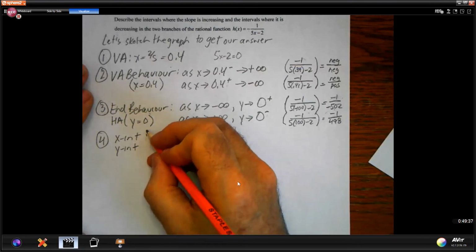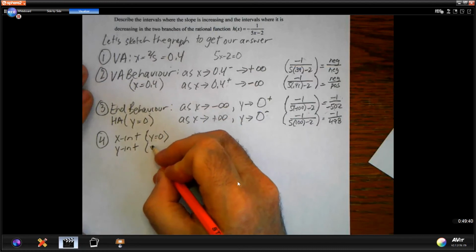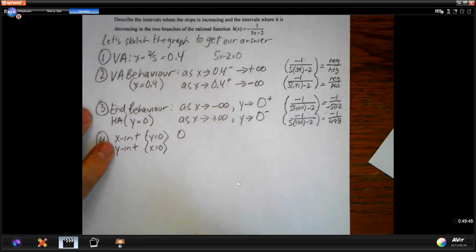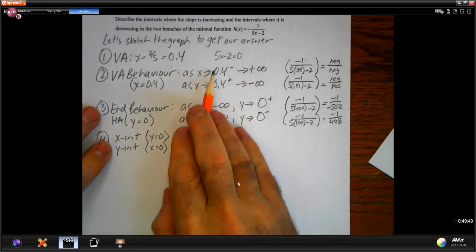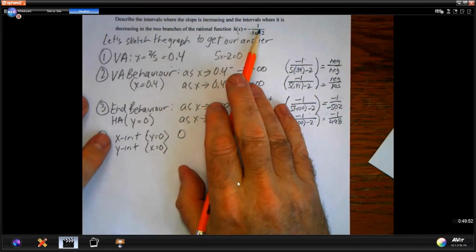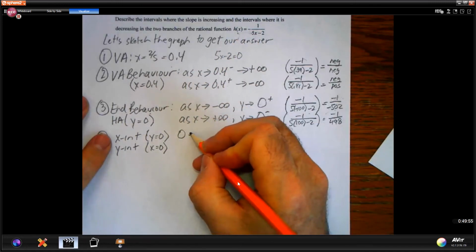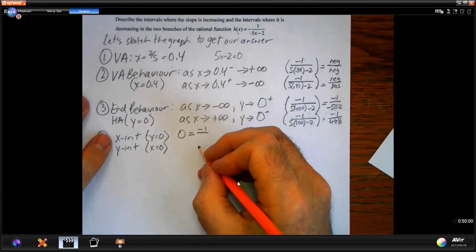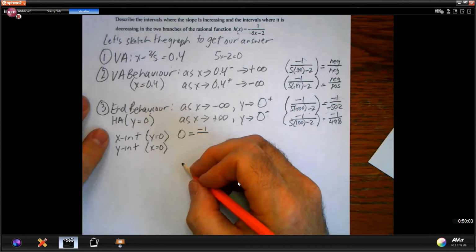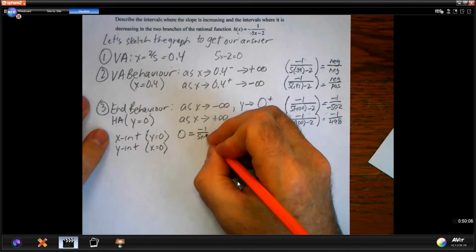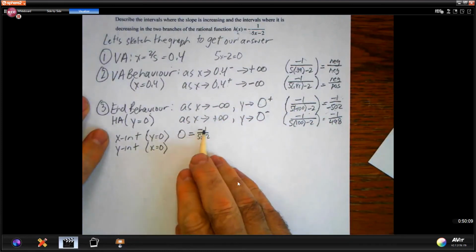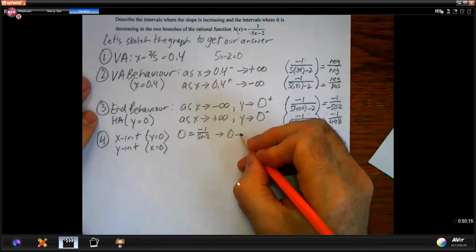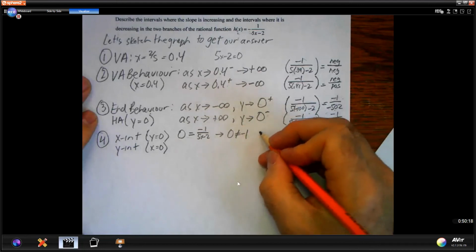So again, x-intercept is where y equals 0, y-intercept is where x equals 0. You're going to see this for most of these questions in this lesson. When I plug in 0 here, I get the same issue as before: 0 equals -1 over 5x minus 2. It doesn't matter what x is because I can never make the top 0, because 0 does not equal -1. So therefore, no x-intercept.